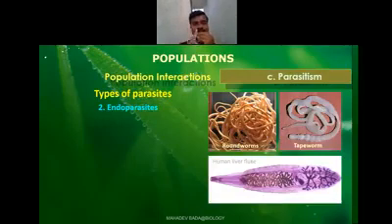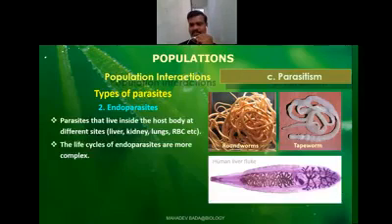Endoparasites are the type of organisms which are living within the body of the living organism. It can be anybody within the body of the living organism. Therefore, they are called endoparasites. Endo means inside, ecto means outside. They are parasites that live inside the host body at different sites. It may be liver, kidney, lungs, RBC, and so on. These are living inside the body. Therefore, they are called endoparasites.